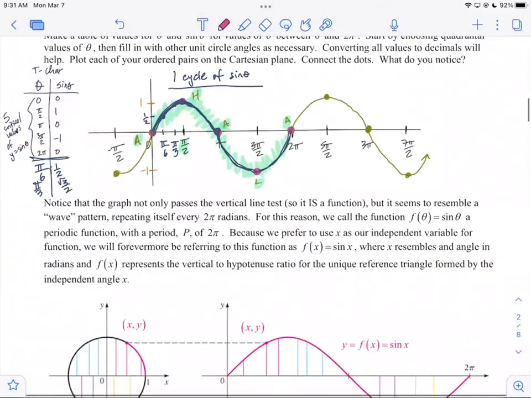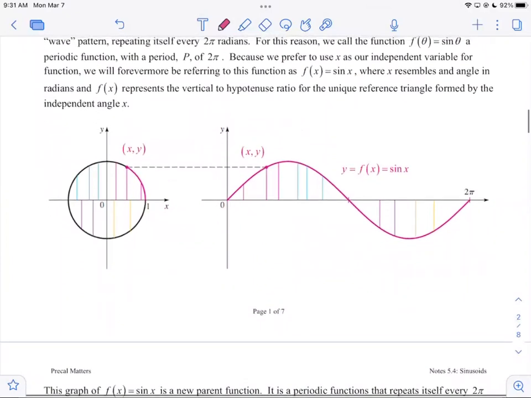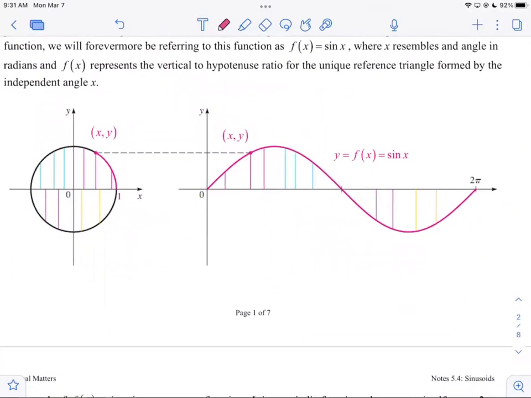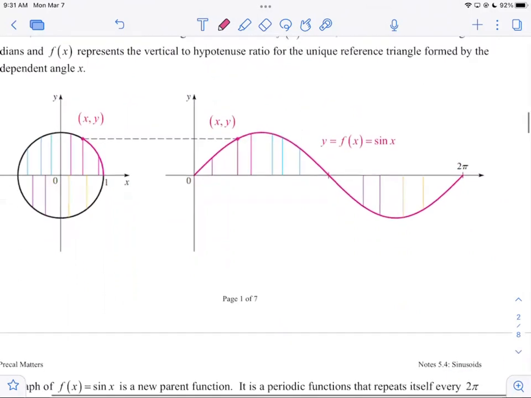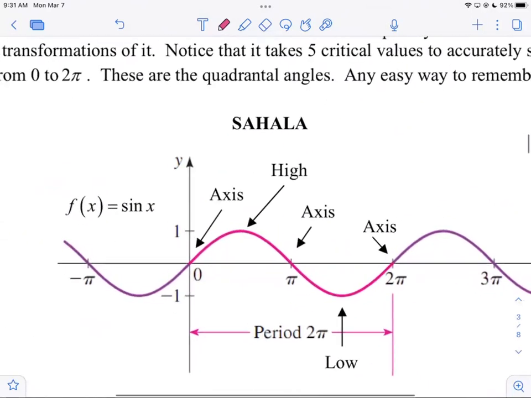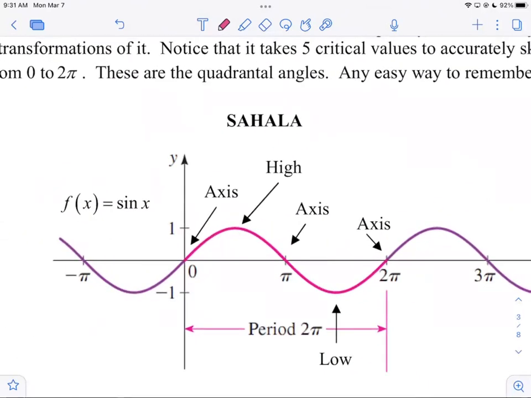Now, yeah, so here it is. You can deviate from your graph and look over here. What we're doing is we're unwrapping it. And yes, there is a way to remember how to graph it. I call it sahala. Okay. Yeah, very good. So I put the S in front of a hollow. What do you think the S stands for? Sine. There you go. So to graph one cycle of sine, you need 5 critical values. That's axis, high, axis, low, axis. And so I call it sahala. So sine of theta now and sahala are synonymous.